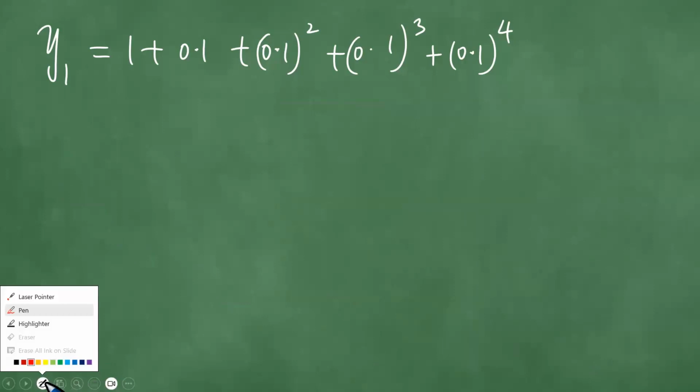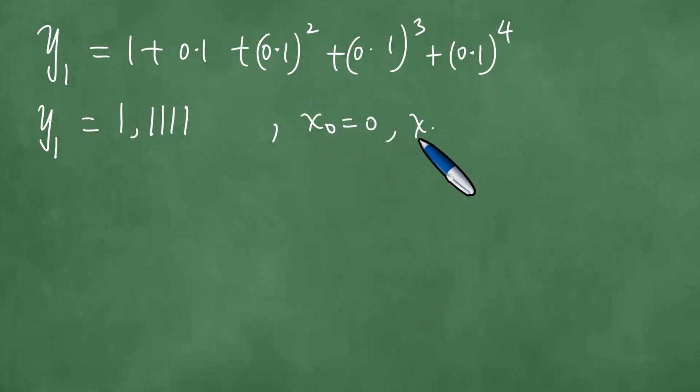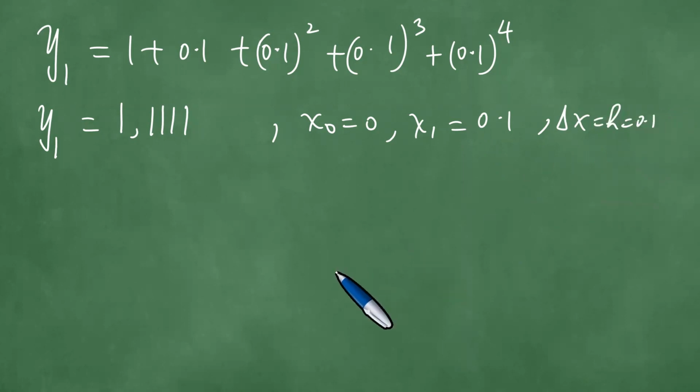So which means therefore here it is exactly y1 is 1.1111 like this. And what is this then? Because we have that x0 is 0, x1, which goes with the y1, is actually at the next step of h, 0.1, with delta x equals h equals 0.1. So with this said, what then does it mean? Well, this is the estimate.